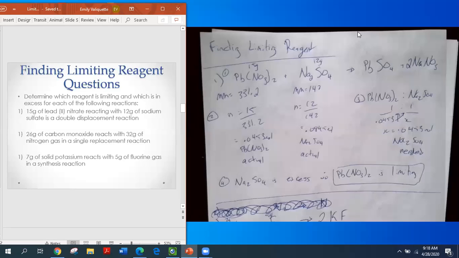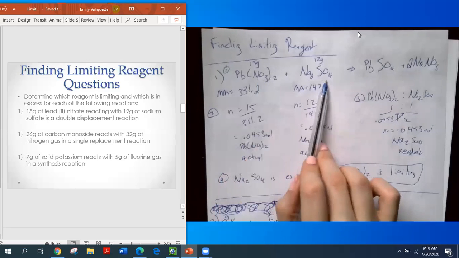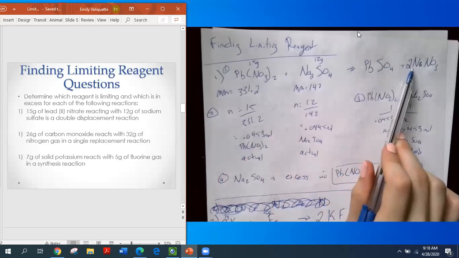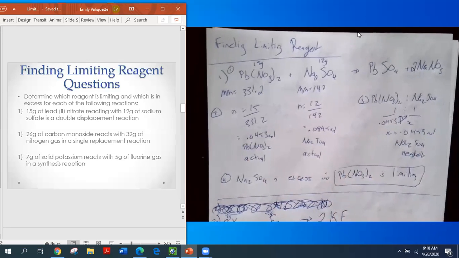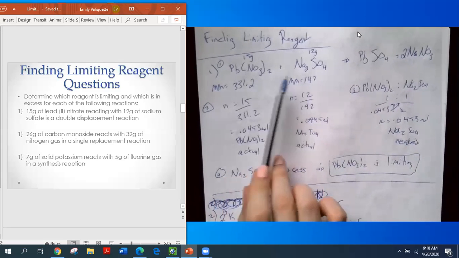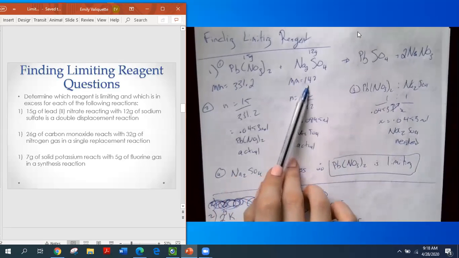Okay, so for the first question here, we've got our lead(II) nitrate and our sodium sulfate reacting in a double displacement reaction, and then we balance it with a 2. Then I find my molar mass of both reactants. So this is 331.2 and 142.